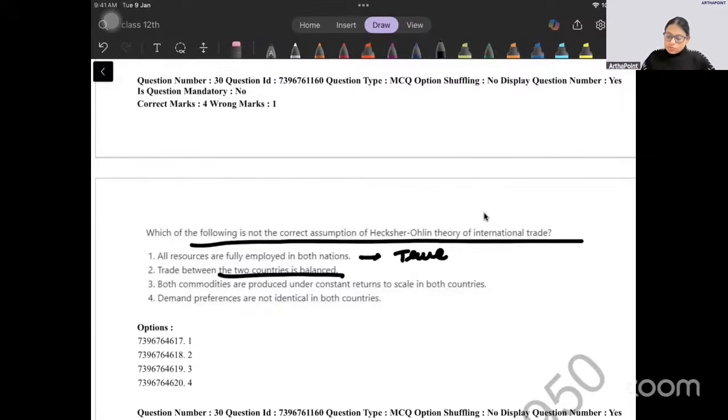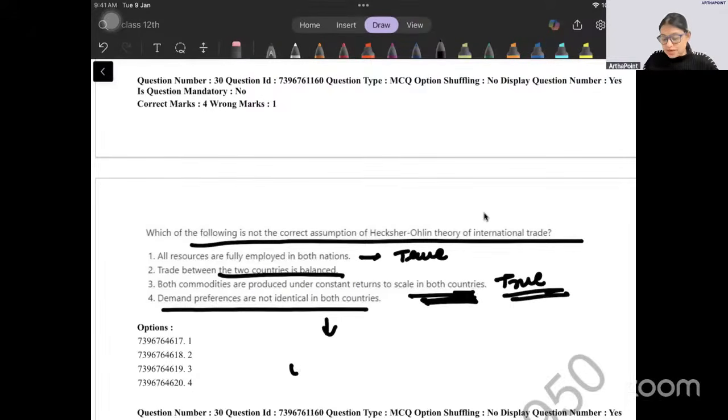So both commodities are produced under constant returns to scale in both the countries. So again, this is true. This is one of the assumptions of the model, right? Demand preferences are not identical. No, so we assume that the demand preferences are identical in both the countries, right? So this is an assumption of the Heckscher-Ohlin model.